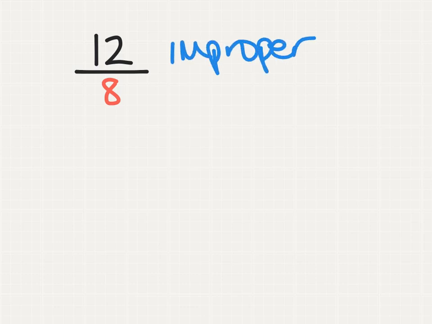So when we have a numerator larger than our denominator, we have an improper fraction, right? Improper, because a proper fraction would have a smaller numerator than denominator. So an improper fraction needs to be renamed to a mixed number. Now, we already know that a fraction is a division problem. So 12/8 can also be read as 12 divided by 8. And in fact, that's what we're going to do.